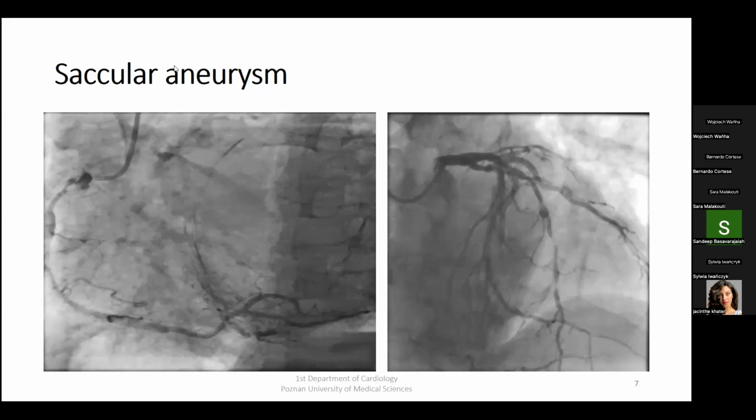Silvia. This is another example of saccular aneurysm in the proximal segment of RCA and mid segment of LAD. Give me one minute, please. Yeah, I have a problem with the baby, I guess.